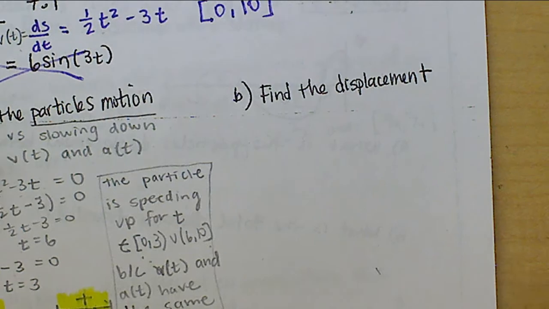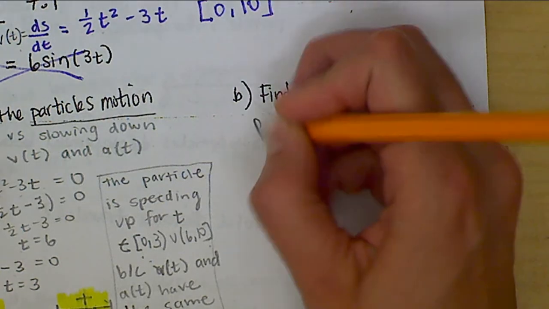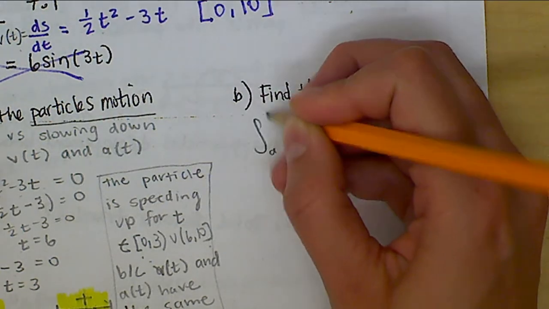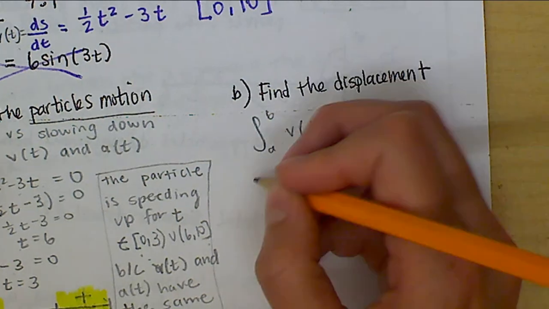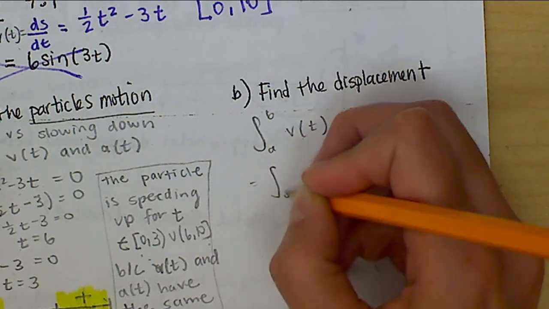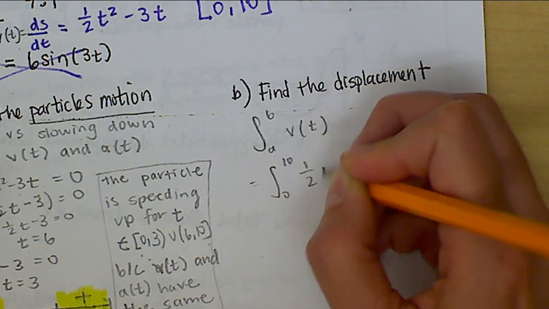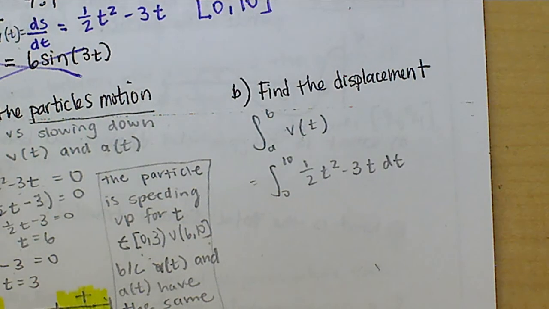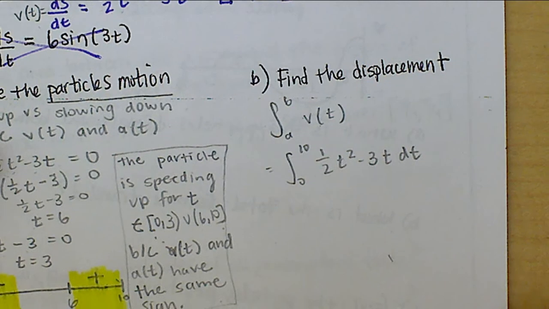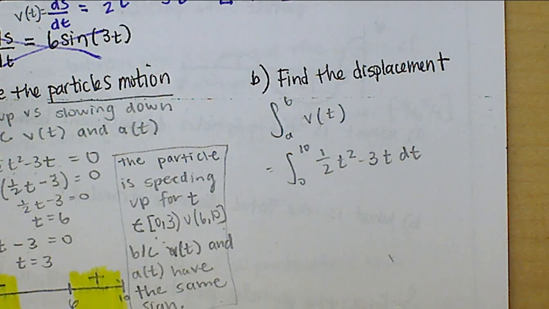Okay. So the displacement is just the integral from a to b of v of t. So in this case, it is the integral from 0 to 10 of 1/2 t squared minus 3t dt. Go ahead, pause me and try to solve this. Okay, so you should have gotten this right here.